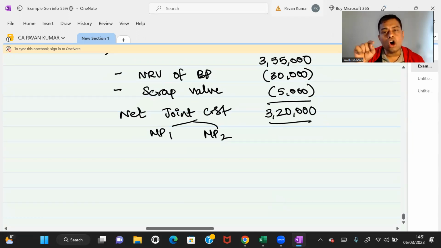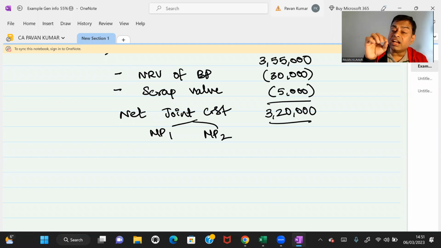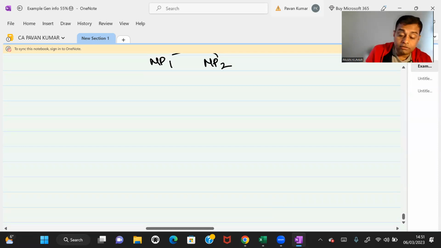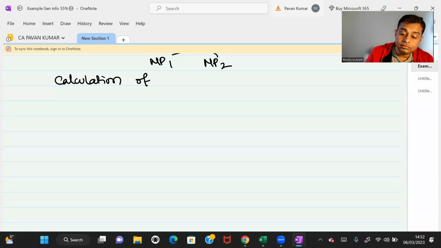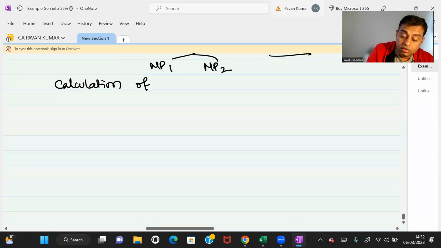Now, what is the basis on which this 3,20,000 can be apportioned, can be distributed between MP1 and MP2? In costing, you might have seen the physical quantity method, sale revenue method. You might have seen different methods in joint costing and joint and byproducts. But as per Ind AS 2, there is only one method, that is the net realizable value method. You need to calculate the net realizable value of MP1 and MP2. Right now, calculation of cost of inventory.